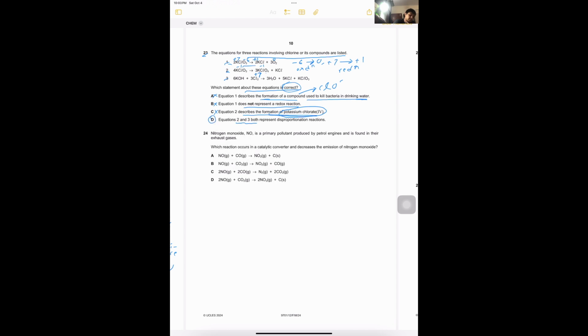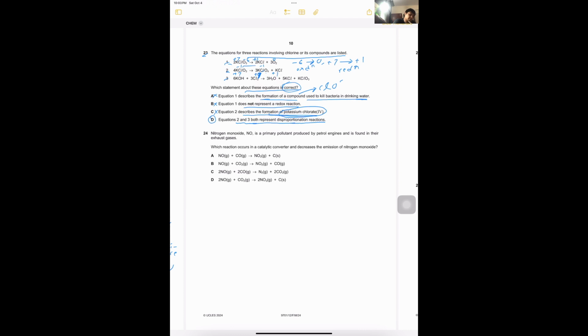Let's check. Equations 2 and 3 both present disproportionation reactions. Okay, let's see here. Potassium is +7 and oh sorry, this is +9 here, sorry, mistake. So +9 over here, so it is increasing, and again here it is decreasing.